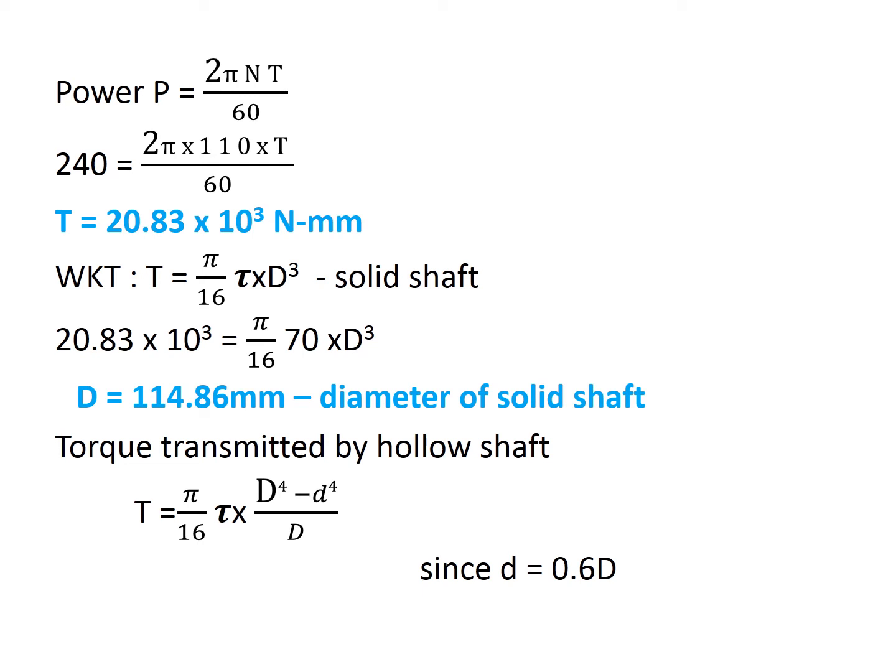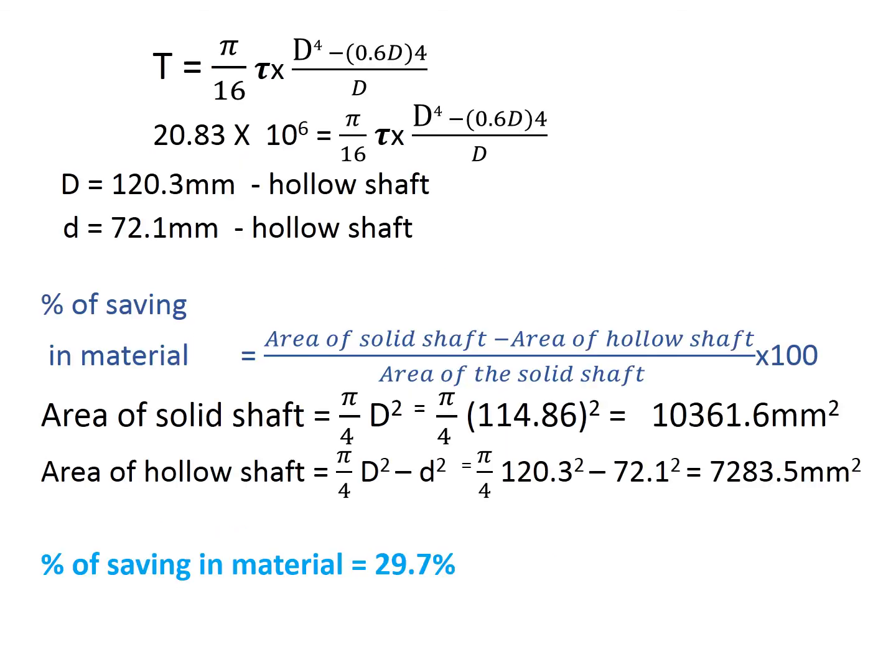Then now to find for the hollow shaft. So for the hollow shaft, the torque formula is going to vary. Capital D, that is outer diameter, power 4 minus internal diameter, power 4, divided by outer diameter. So we have an equation which is given in the question, that is internal diameter is 0.6 times the outer diameter. So using that, we have one equation and one unknown. The same torque it is going to be. So one equation, one unknown. We can find the value of capital D, that is outer diameter, and inner diameter as well.